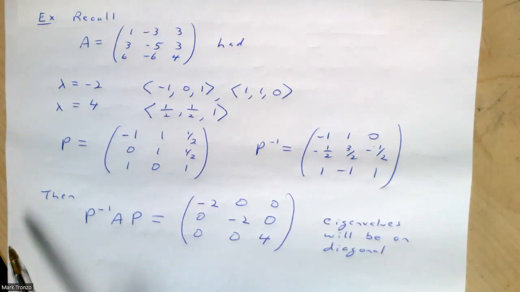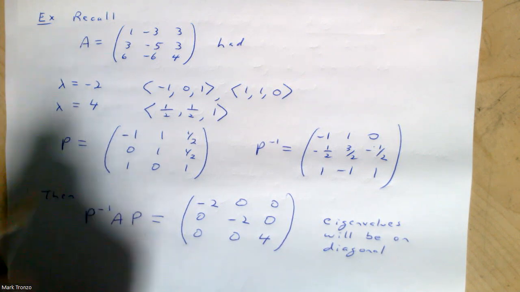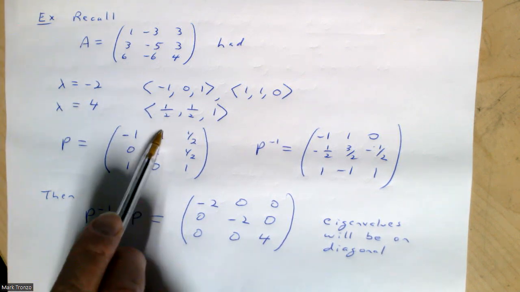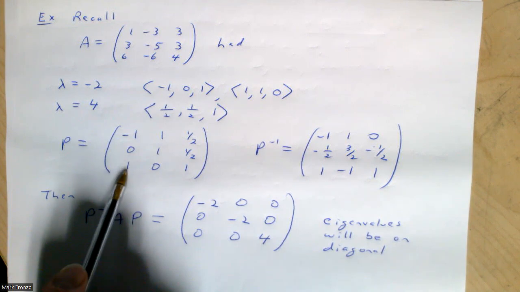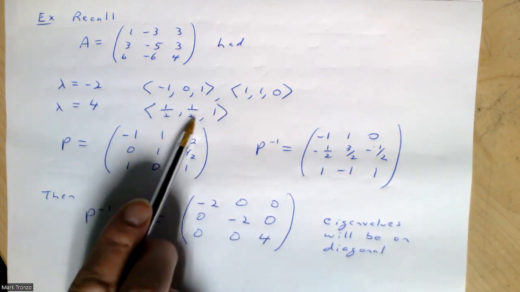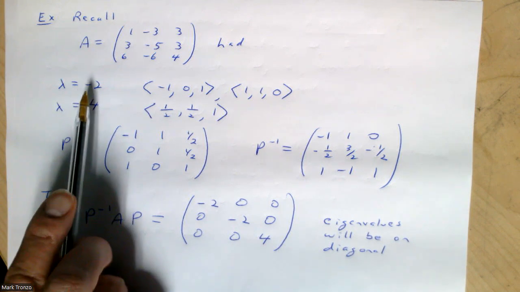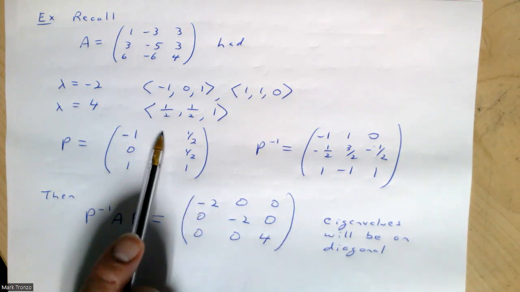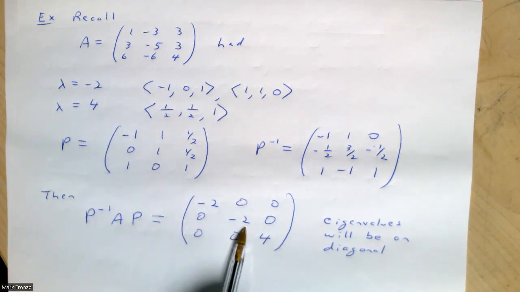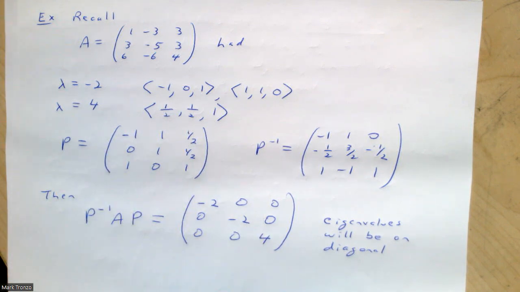Now, one thing about the order. You could have put these eigenvectors in any order in P. I put this one in first, this one in second, this one in third. This one is related to minus 2, so the first column was an eigenvector related to minus 2, and that's why we got minus 2 there. Same with the second, related to minus 2, so we got minus 2 here. The last one was related to 4, and we got that here.